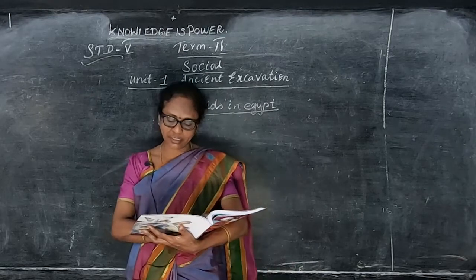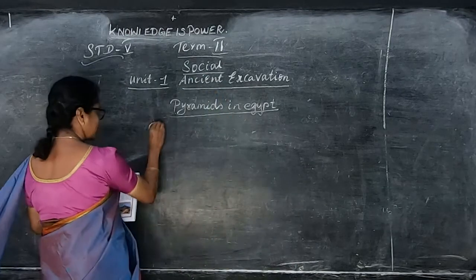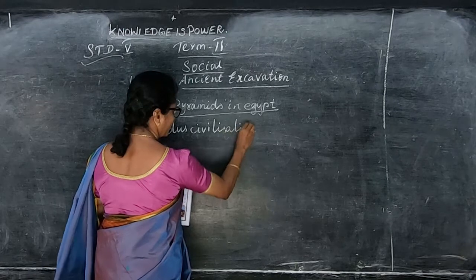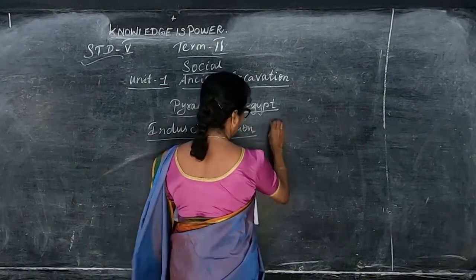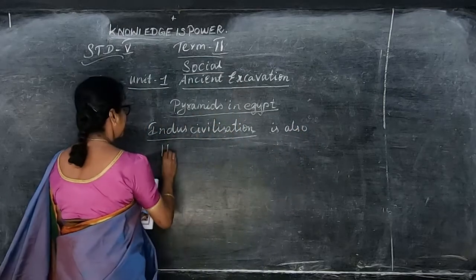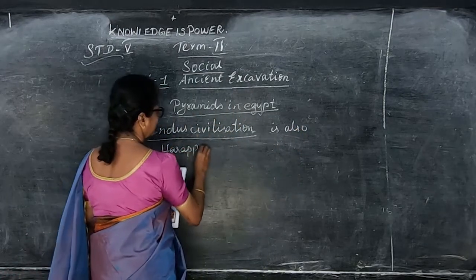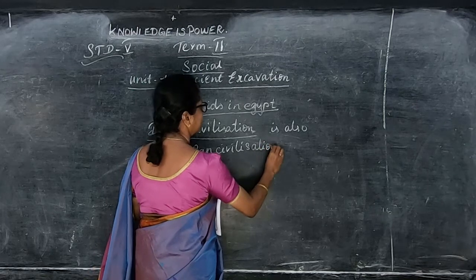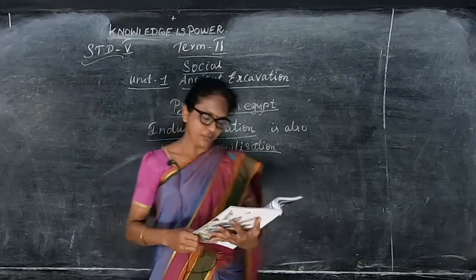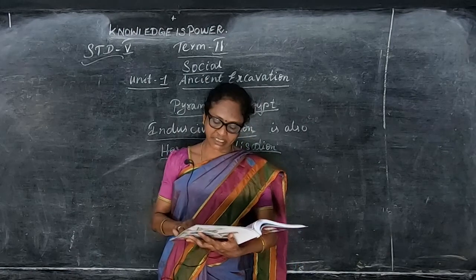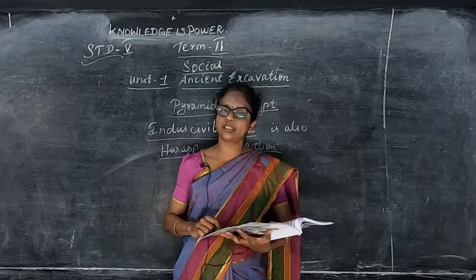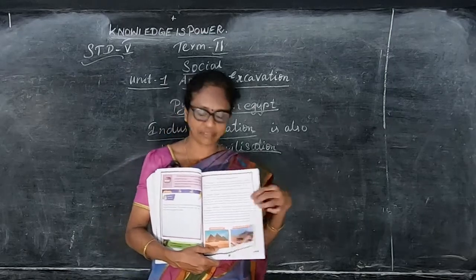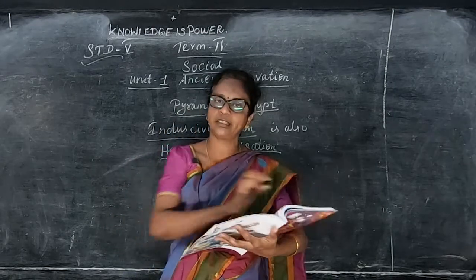The Indus civilization is also called Harappan civilization. This was the first site to be excavated in the early 20th century. So Indus civilization is also known as Harappan civilization. They built the houses like this and they lived and spent their life there only. So this is the first site, the site they first excavated.